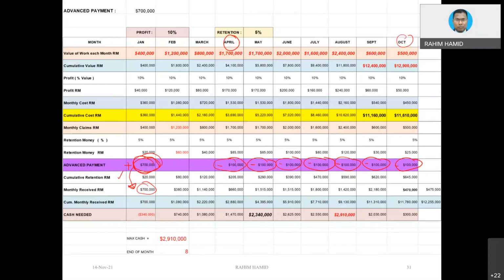Normally, we are going to put 0, isn't it? But not in this particular example.